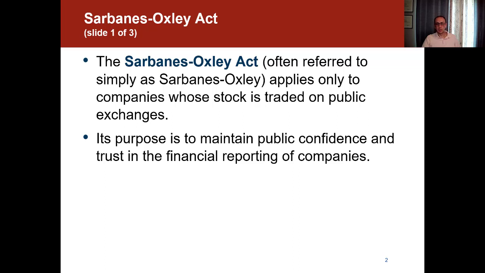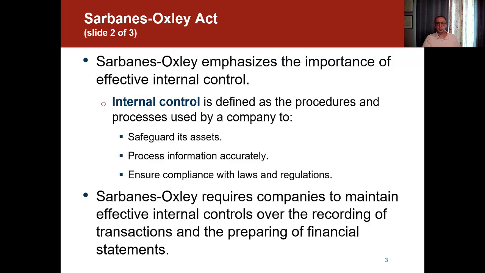Its purpose was to maintain public confidence and trust in the financial reporting of companies, because there were a few scandals in the early 2000s and maybe the late 90s that made people lose trust in publicly traded companies. The purpose of the Sarbanes-Oxley Act of 2002 was to bring back and maintain public confidence and trust in the financial reporting of companies. Sarbanes-Oxley emphasized the importance of effective internal control, and that's why we're talking about it today as part of the chapter, because it focuses mainly on how to create or develop effective internal control for any business.